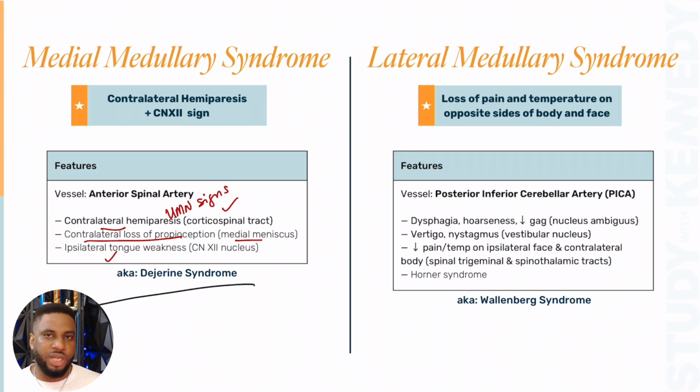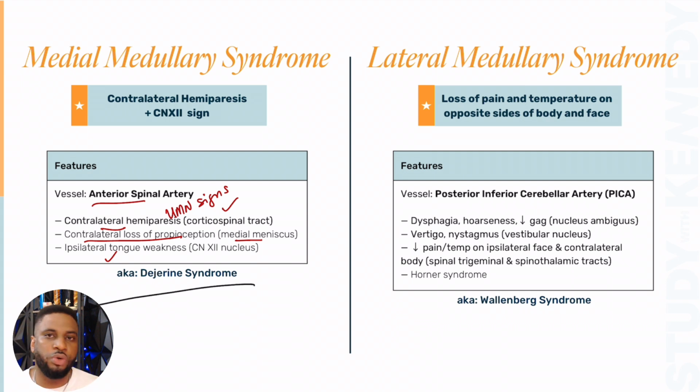So if you are doing a question and you think there is a brainstem problem going on, there's something wrong somewhere, and you see tongue deviation, the tongue always deviates to the side of the lesion, right? It's ipsilateral all the time. Once you see tongue deviation, you know that this is probably medial medullary syndrome. What causes medial medullary syndrome? A damage to the anterior spinal artery.